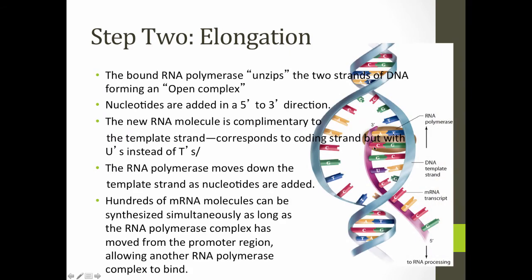Once the RNA polymerase is attracted to the appropriate start site of transcription, so once it binds to the promoter and has interacted with the promoter, the DNA double strands are going to separate, they're going to unzip, and this is now what we call an open complex. So it's open because the DNA is open as opposed to closed and base paired together. And RNA polymerase begins to add nucleotides in a 5' to 3' direction. So it starts at the 5' end and builds toward the 3' end.